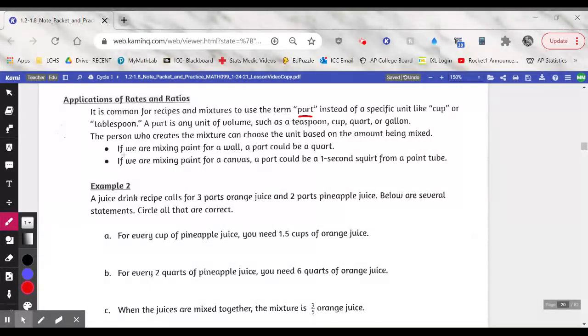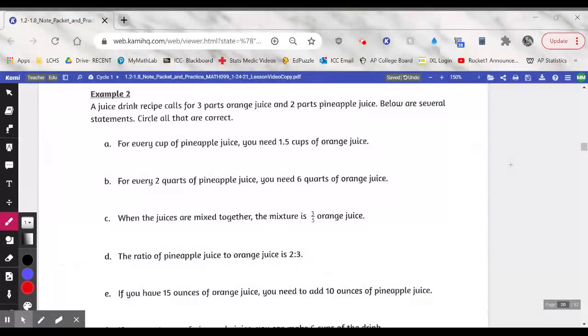So for instance, if we are mixing paint for a wall, a part could be a quart, so it could be something that large. But if we're mixing paint for a canvas, a part could be a 1 second squirt from a paint tube. So that would be a much smaller measurement.